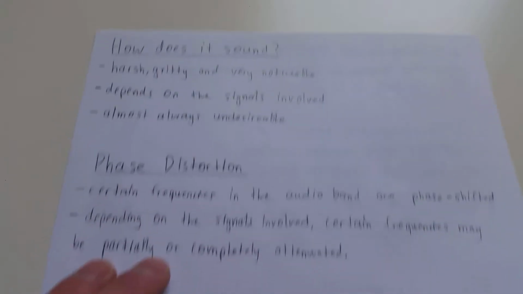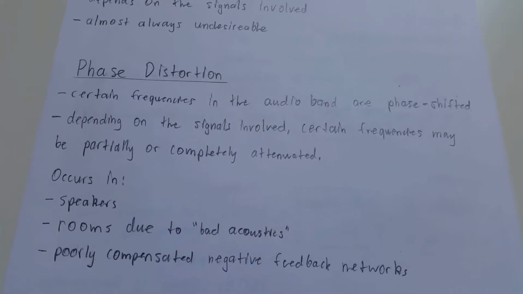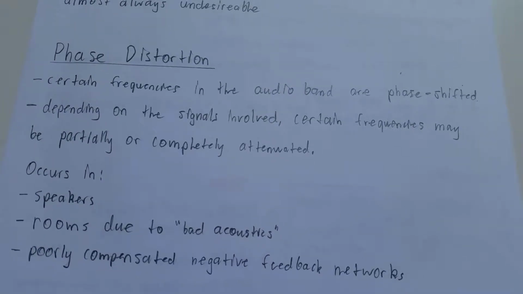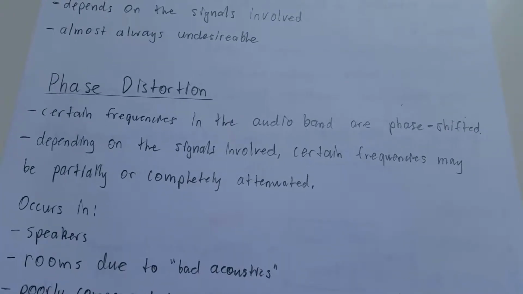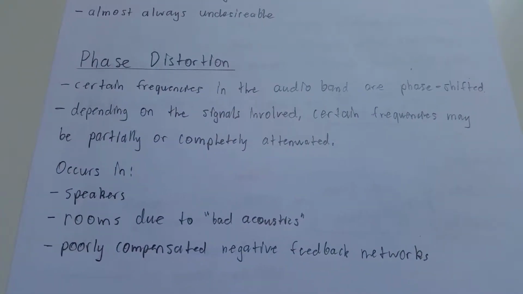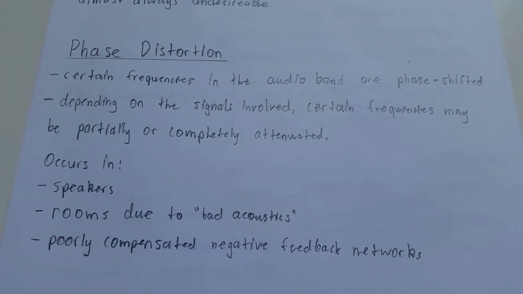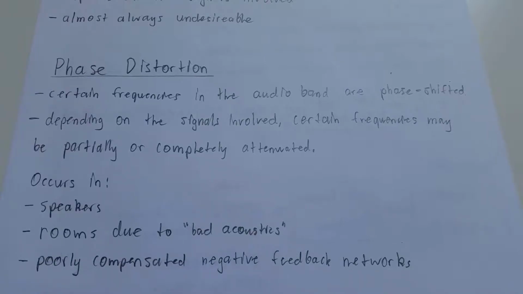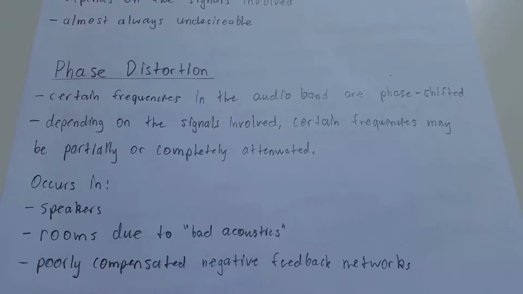an RF application. Phase distortion, basically all that means is the amplifier phase shifts certain parts of the audio band, and certain frequencies, due to the feedback loop, or by some mechanism, are going to get canceled partially or completely. And again, speakers are another culprit of this. Rooms with bad acoustics, if you have any experience in recording, you'll know that some rooms just sound better than others. And this is one of those reasons, because at certain frequencies you get cancellations, and that's basically what phase distortion is. It's actually pretty simple.